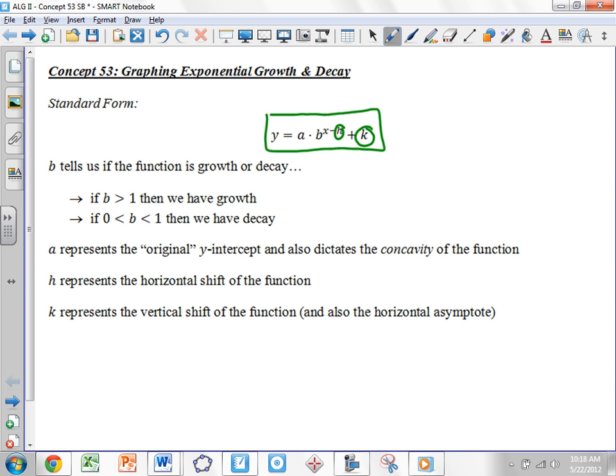So first of all, b tells us if it's growth or decay. If b is greater than 1, if you didn't know what that meant, you should write that in words. That's a greater than symbol. So if b is greater than 1, then we have growth. What does that next part say? Because so many students get this confused. How would I read that? 0 less than b, less than 1. Good.